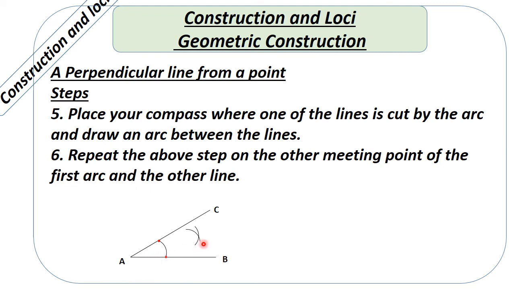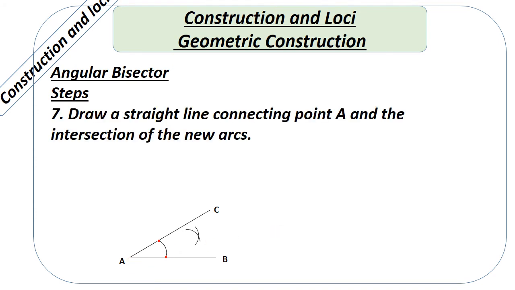So you have that. The last step is to join where the arcs are meeting to the middle point here, A. So when you do that, you have that. That's your angular bisector.